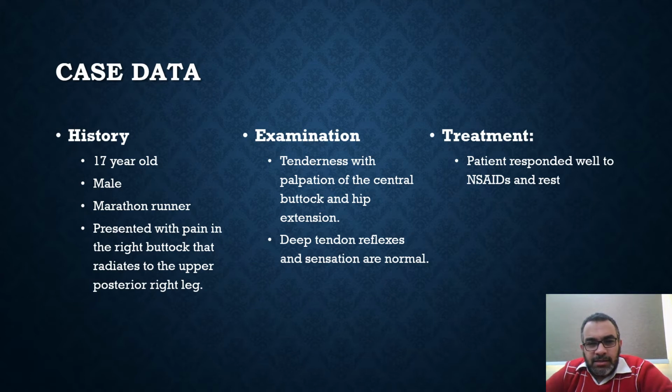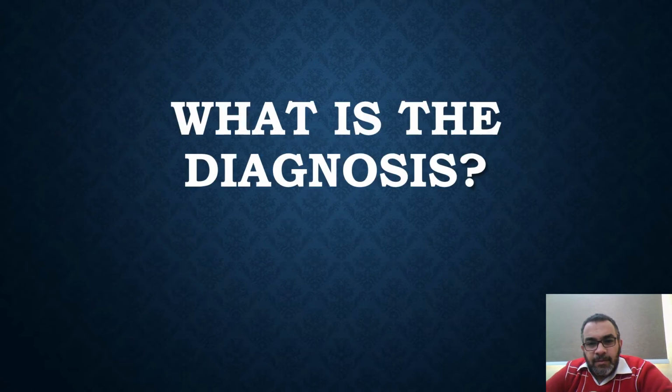So the case is acute and responded well to non-steroidal and rest. The patient is a marathon runner. He presented with pain on the right buttock radiating to the upper posterior right leg and tenderness with palpation of the central buttock and at hip extension, with normal deep tendon reflexes and normal sensations. So what is the diagnosis?